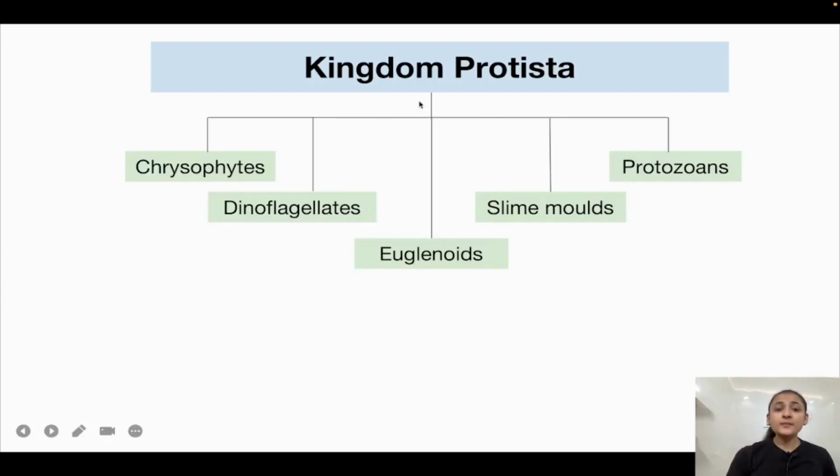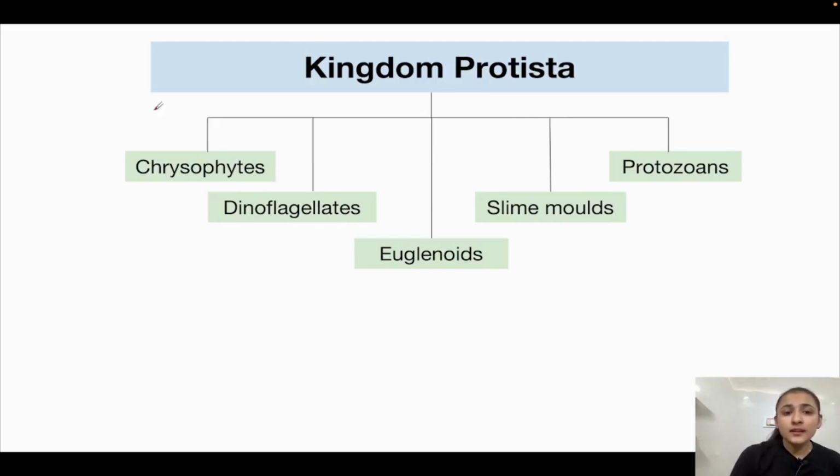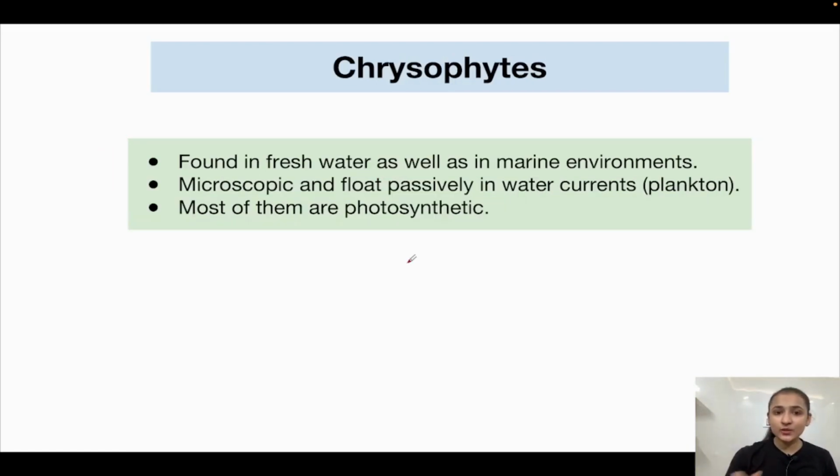Now, kingdom Protista comprises of Chrysophytes, Dinoflagellates, Euglenoids, slime molds and Protozoans. These are the 5 groups that are kept under kingdom Protista. We will study each of these one by one. We will start with Chrysophytes.